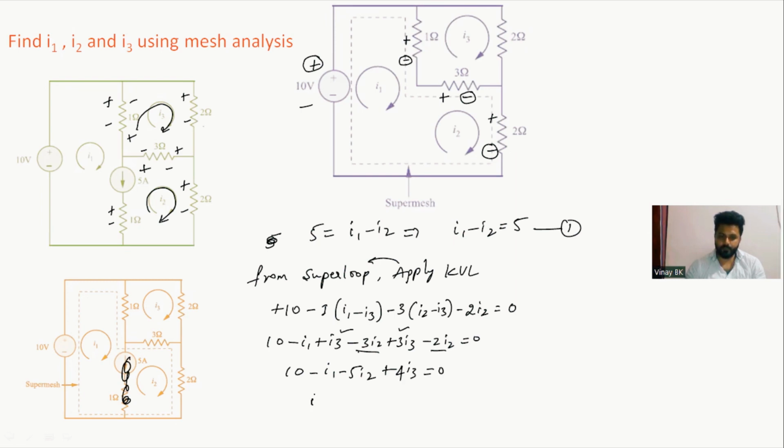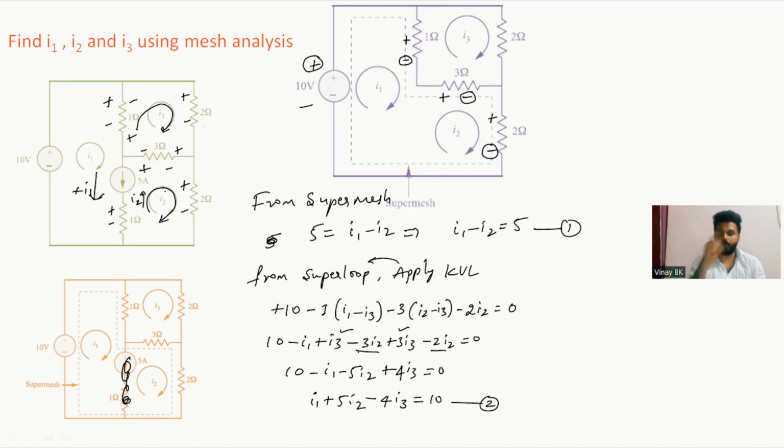So now I'll rewrite this equation: I1 plus 5I2 minus 4I3 equals 10, and this is equation number 2. So one equation you're getting from the super mesh. The other equation is that 5 ampere is given, and I1 is flowing in the same direction as the 5 ampere, while I2 is flowing in the upward direction, so that is opposite. So I'll write 5 equals I1 minus I2.